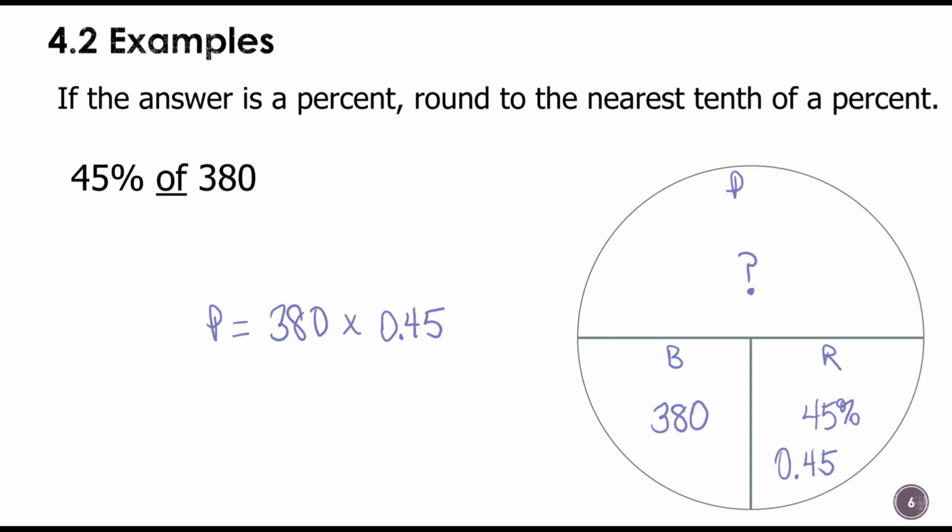So when you multiply 380 times 0.45, you get 171. So 171 is the answer. That's my missing part. And we have found that particular one. That one was kind of long. All right, next.